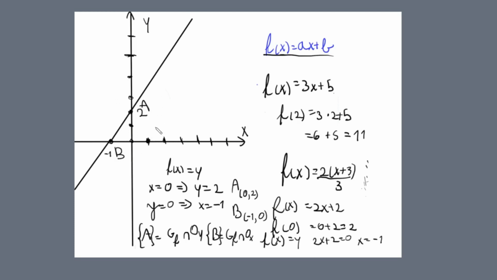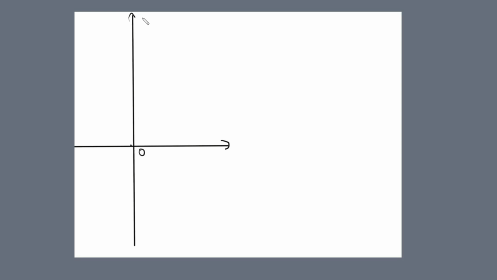What is another way? Well, another way is very similar, and it's pretty intuitive to think of it like this. We have O, and let's say Y and X. We're going to say f of x. Remember, our function is 2x plus 2.